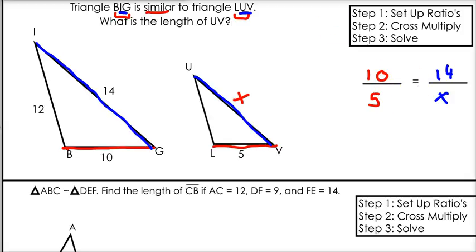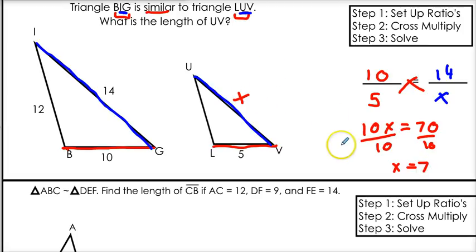So we cross multiply, and we get 10x is equal to 70. Divide both sides by 10, and we get x is equal to 7. So to answer our question, the length of UV is 7.